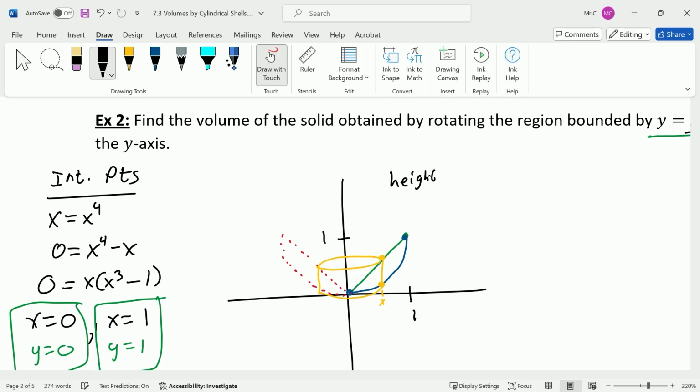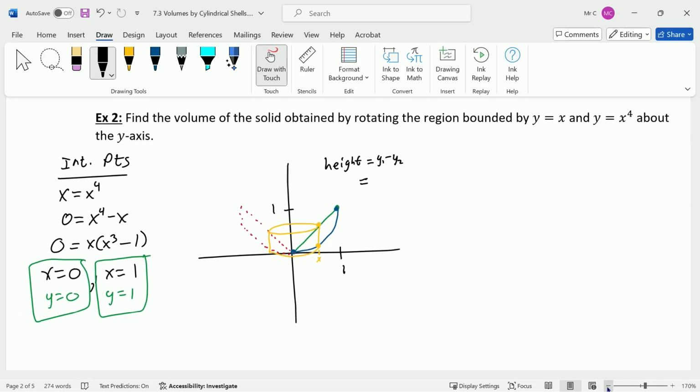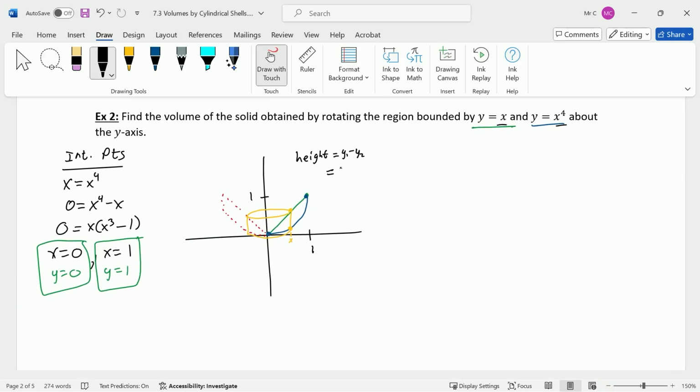So the height here is the top function, so y1 minus y2. It's the y values subtracted, but the top function is the straight line, y equals x, so I get x minus the bottom function, which is x to the fourth. Now the radius, again, is the distance out from the center of rotation, which is just the x value. And the thickness, again, is dx.